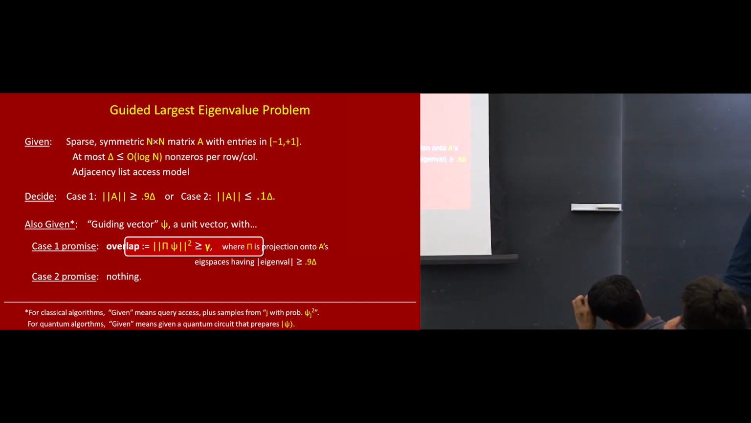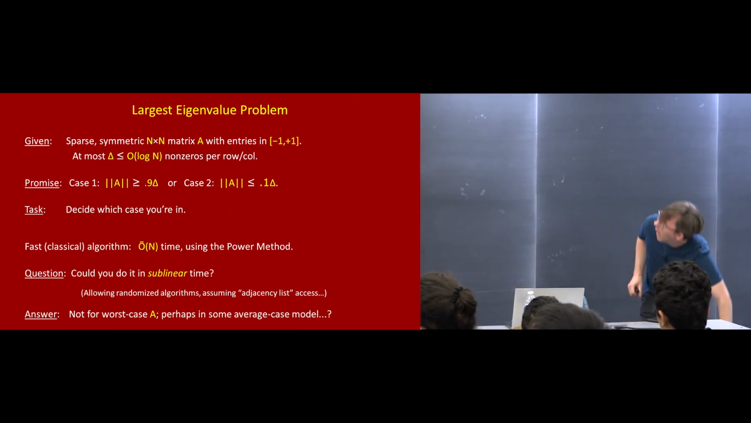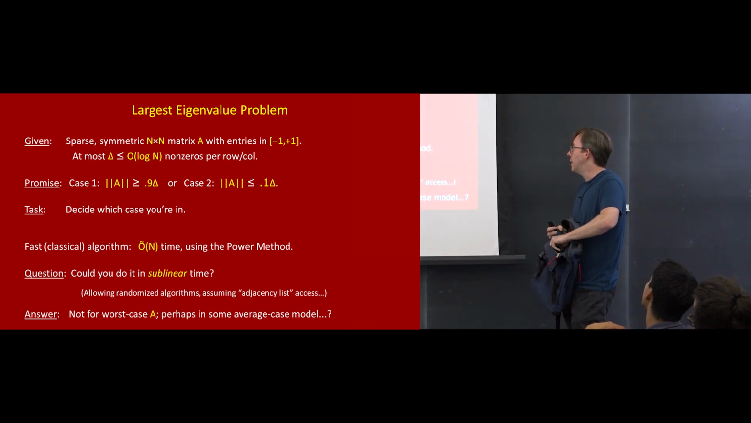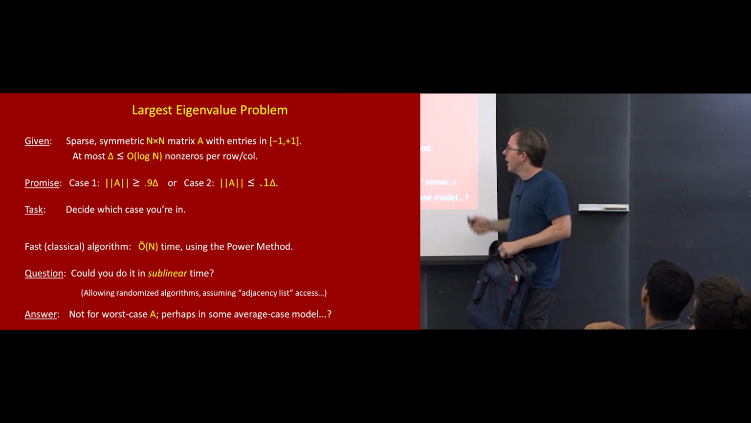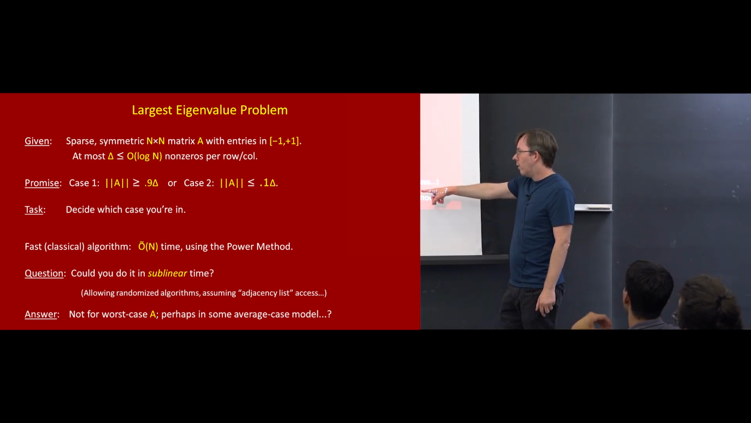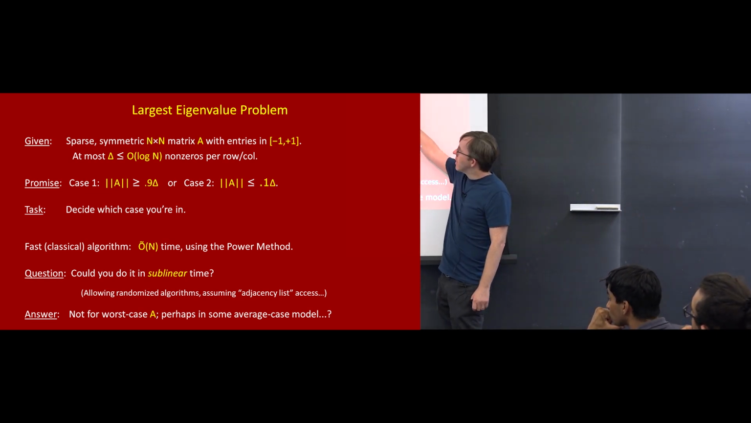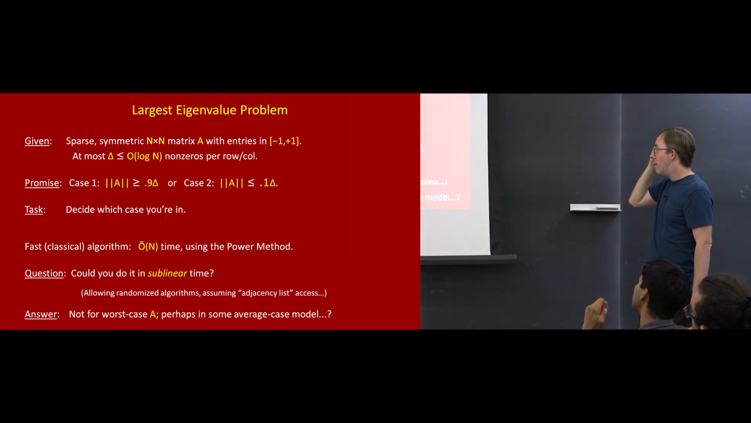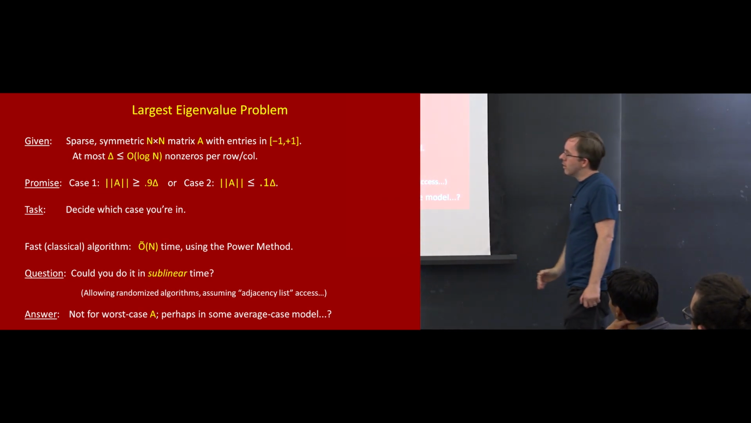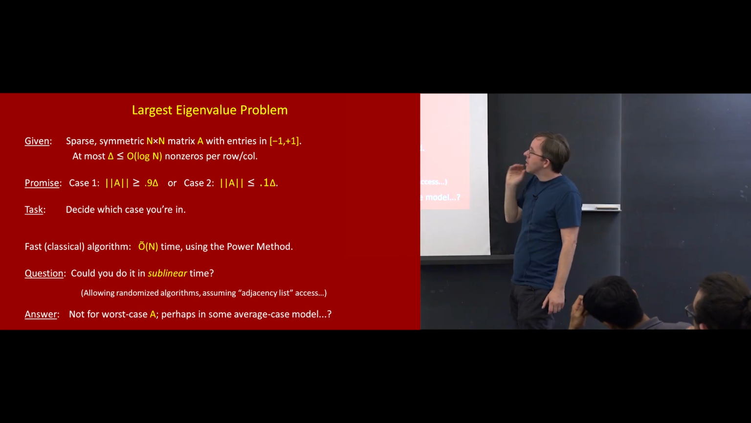I could have sworn I had a slide about this. Somehow this clicker is causing me some grief. Let me try a different one. A question we're going to be interested in is whether you can solve this problem in sublinear time. How could you do that? You certainly have to have a randomized algorithm. And you certainly need some kind of adjacency list access to the matrix A, because you can't just read the whole matrix. It's not hard to show that for a worst case matrix A, it's not possible to have a sublinear time algorithm. But maybe in some average case version of this problem, you could potentially have one.